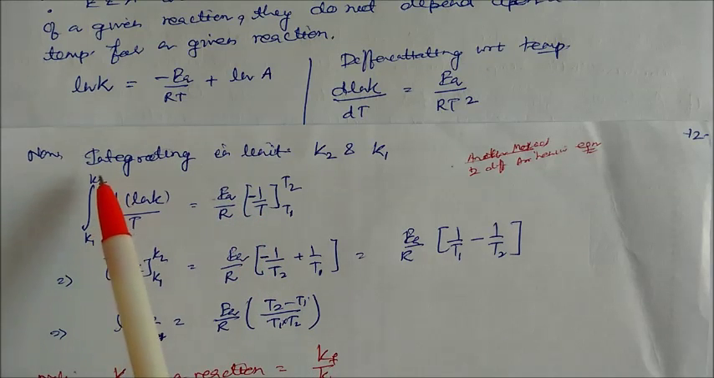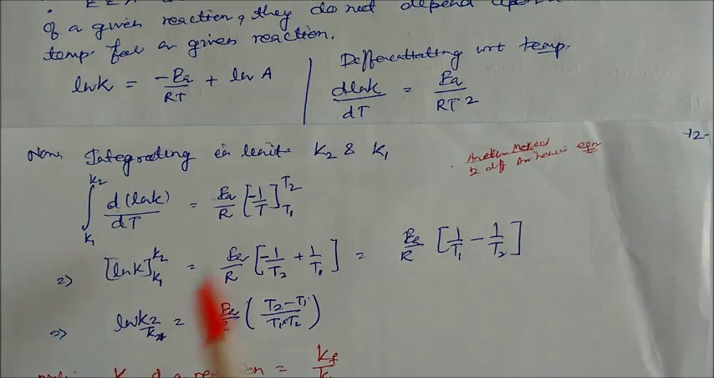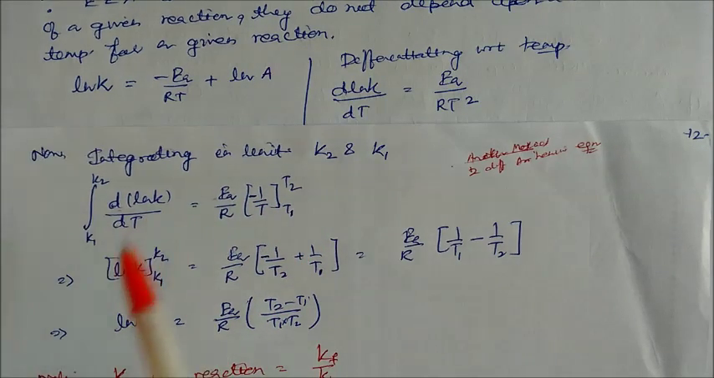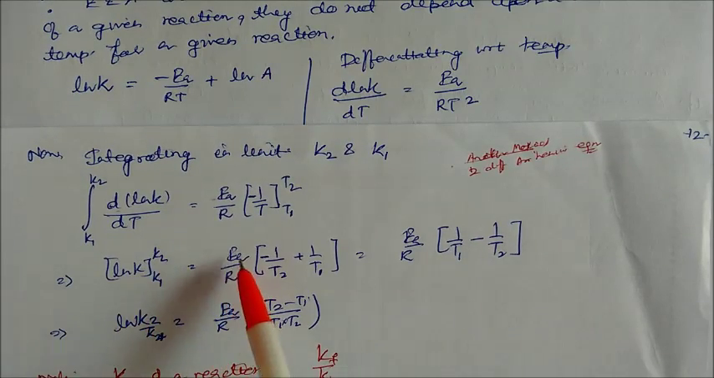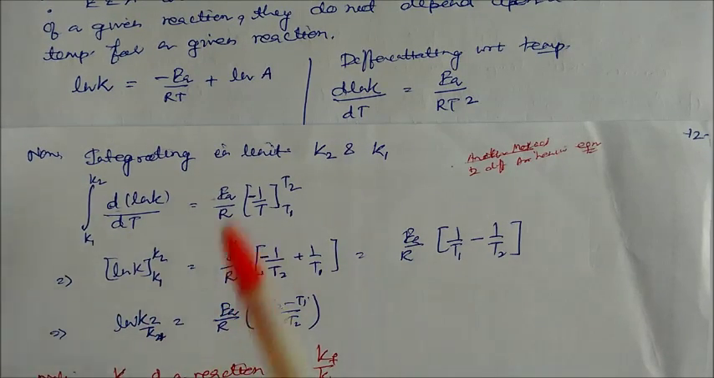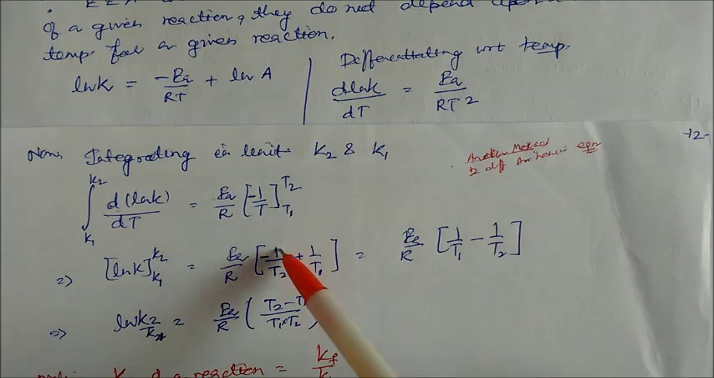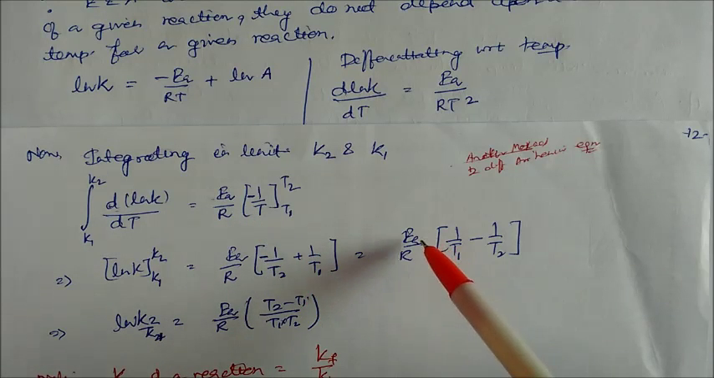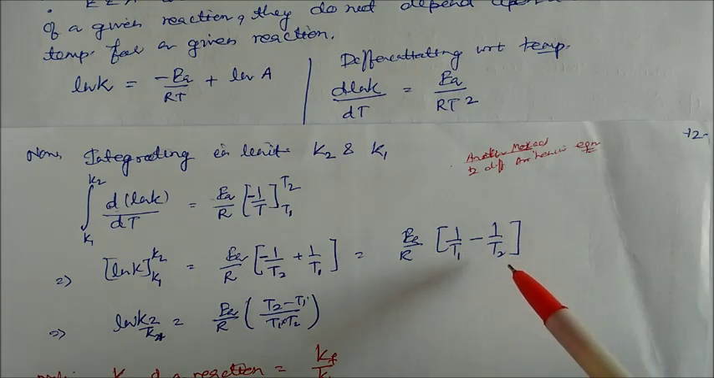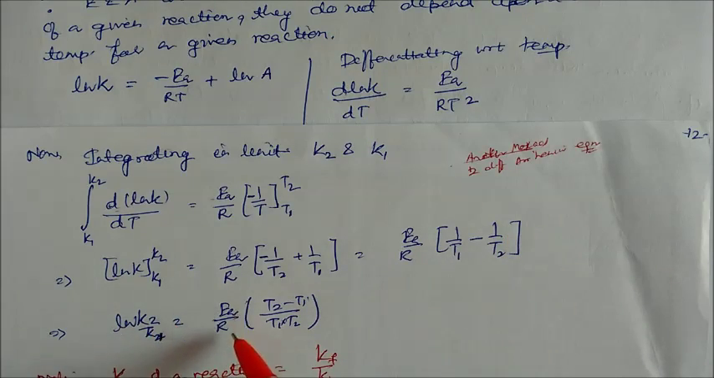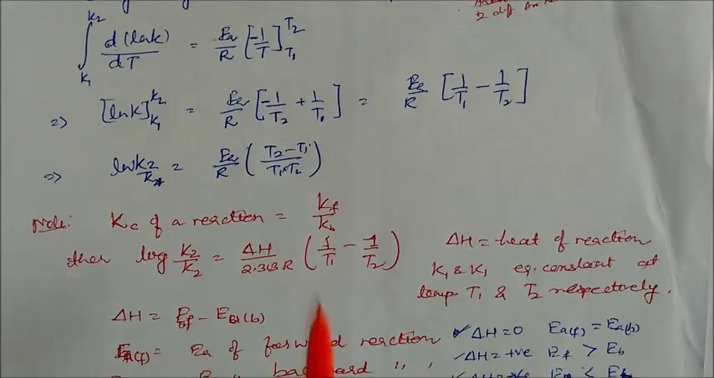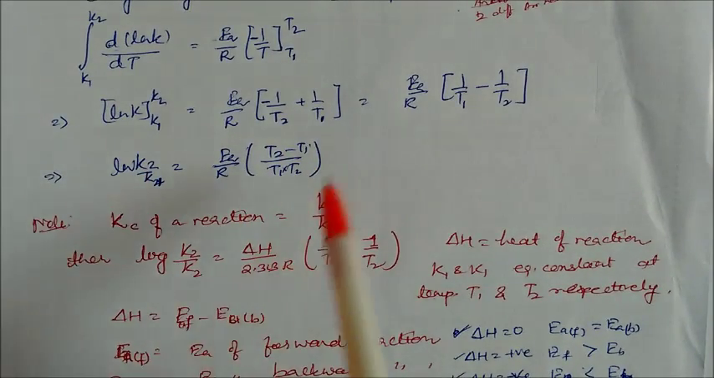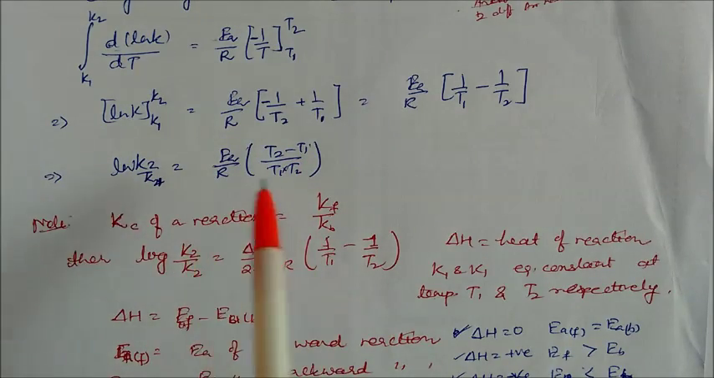Your limit is k1 as lower limit and k2 as upper limit, and Ea by R into minus 1 by T, again lower limit and upper limit. So we can write this as natural log of k2 by k1 equals Ea by R into upper limit minus lower limit, so minus 1 by T2 minus minus 1 by T1. This becomes minus minus plus. So finally we get natural log k2 by k1 equals Ea by R into 1 by T1 minus 1 by T2, that is Ea by R into T2 minus T1 divided by T1 into T2. This is the Arrhenius equation.